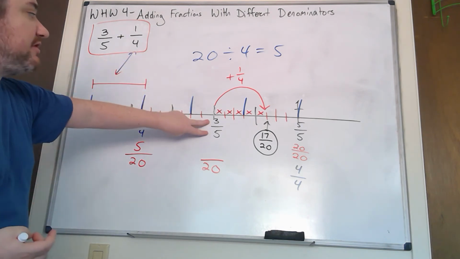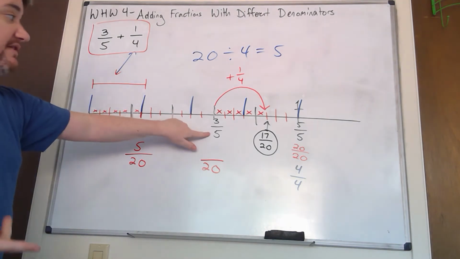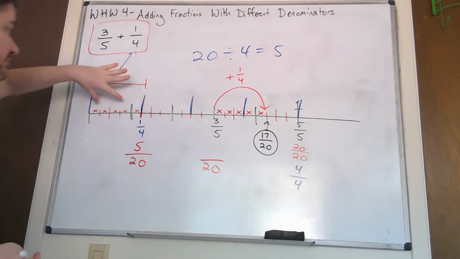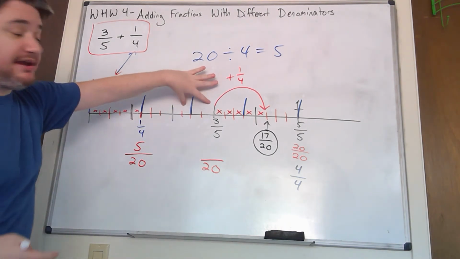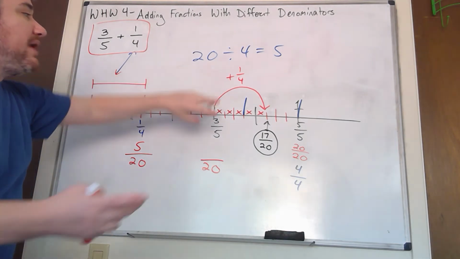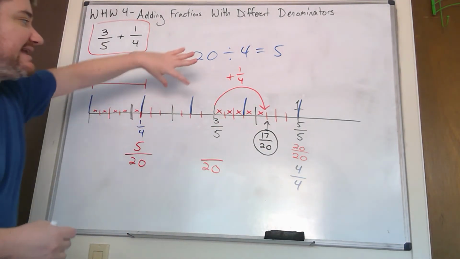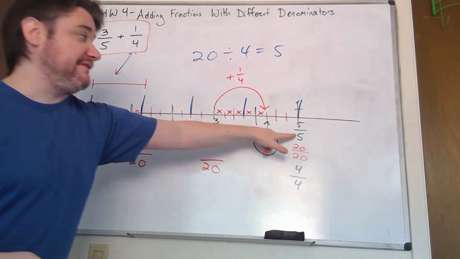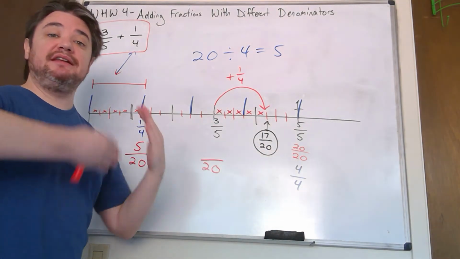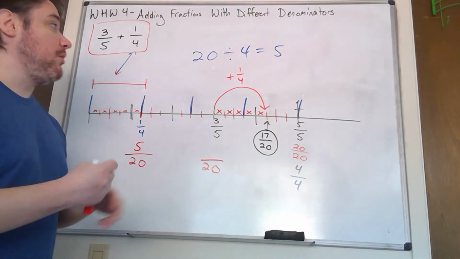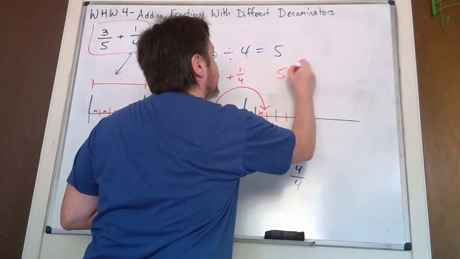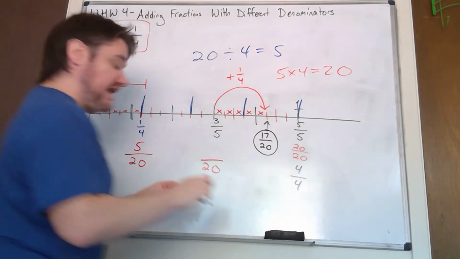Oh yeah, so our original whole was split into 5 equal segments, and this was 3 of them, right? So I had 1, 2, 3 black segments. When I added the red marks, what I did was take each of those original segments, which is a fifth, and split it into 4 equal pieces. That's what created 5 groups of 4, which gave us 20.